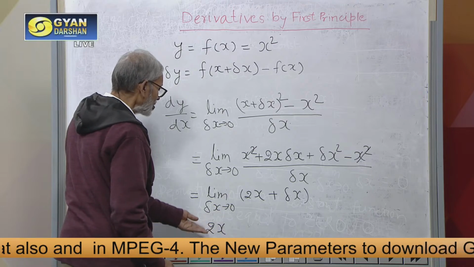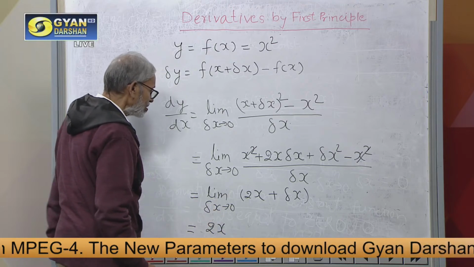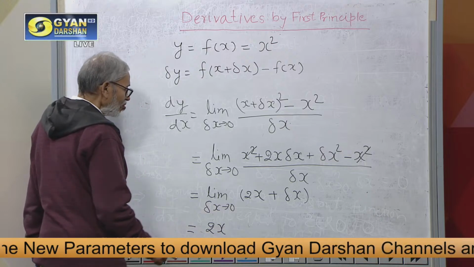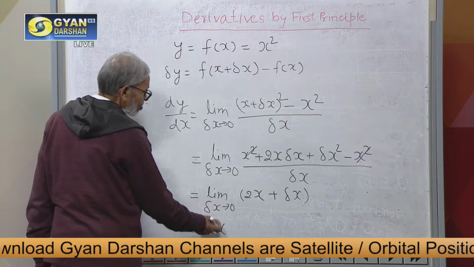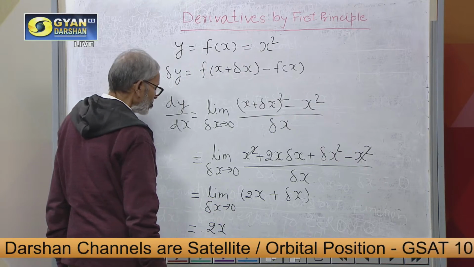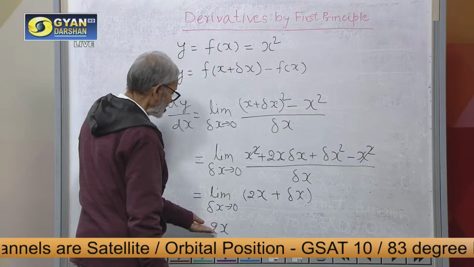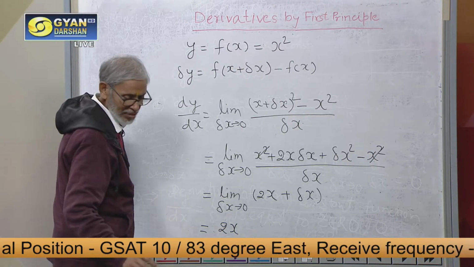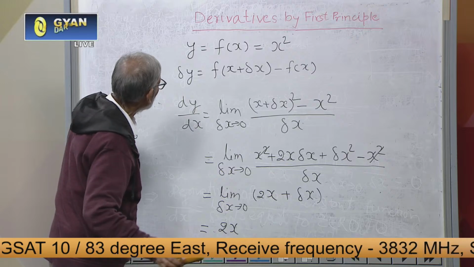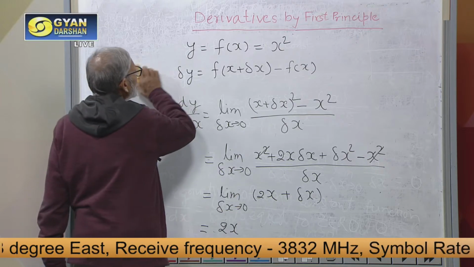If you want to find it at any particular point, say x is equal to 4, then put x is equal to 4. So the value of the derivative will become 8, 4 into 2 is 8. For that matter, you can find out the value at any other point.